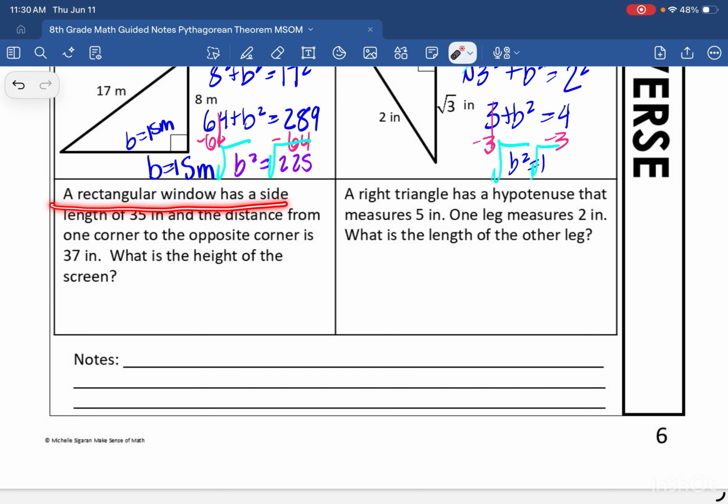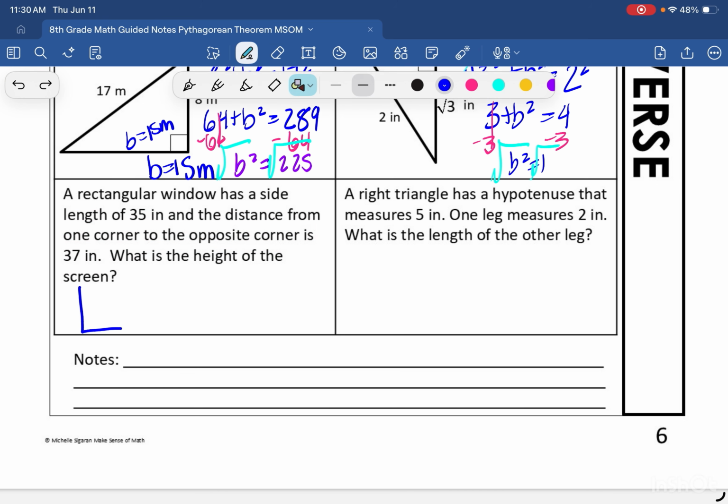A rectangular window has a side length of 35 inches, and the distance from one corner to the opposite corner is 37 inches. What is the height of the screen? We have a rectangle, and it tells us the length of one side is 35 inches, and then the distance from one corner to the other corner is 37 inches, and I need to figure out the height. So starting with the Pythagorean theorem, a squared plus b squared equals c squared. I know the length of one leg is 35. I don't know the second leg, and then the hypotenuse is 37.